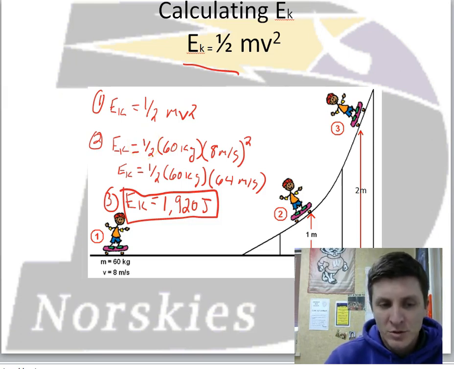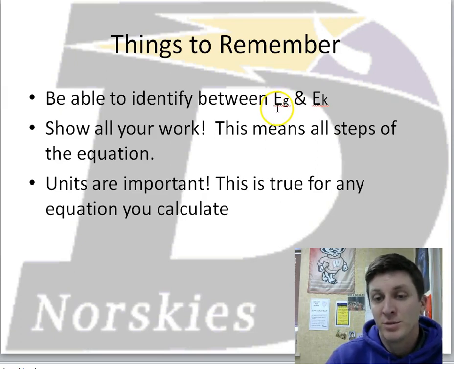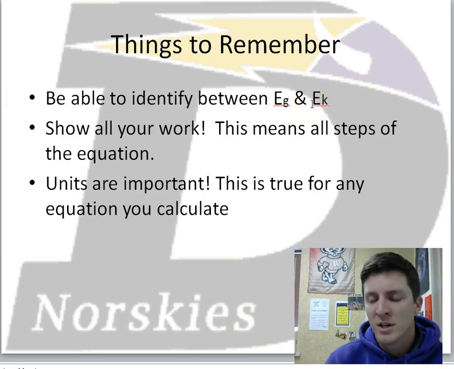All right. So some things, again, to remember for energy calculations. We have to be able to identify between gravitational potential energy and kinetic energy. Gravitational potential energy is the energy involved with the change of position or height. And kinetic energy is actually energy of motion. So please be aware of that. And then finally, show all your work. Those steps I outlined and used in solving for those equations are what the expectation is, not the exception.